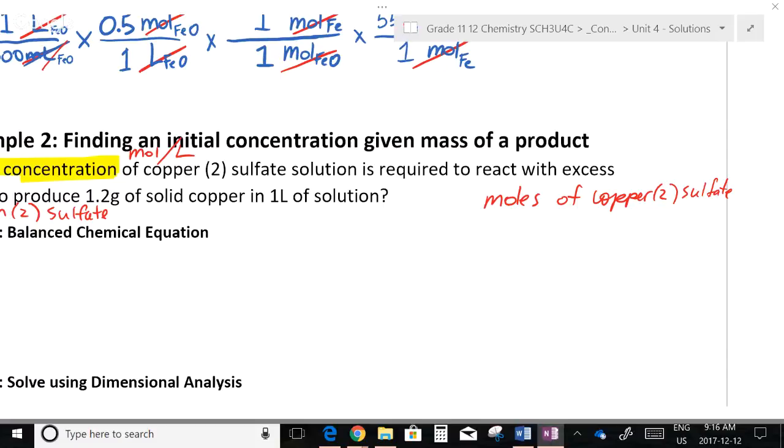So even though this question says what is the concentration, really what you're figuring out is how many moles. And then next step, you say, okay, now I know how many moles, concentration. Does that make sense?